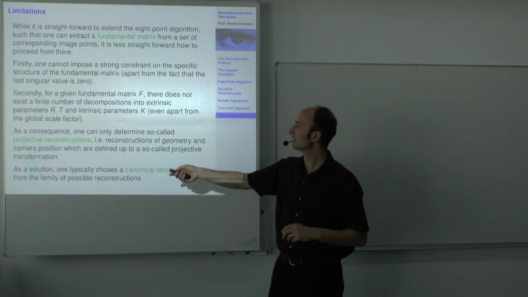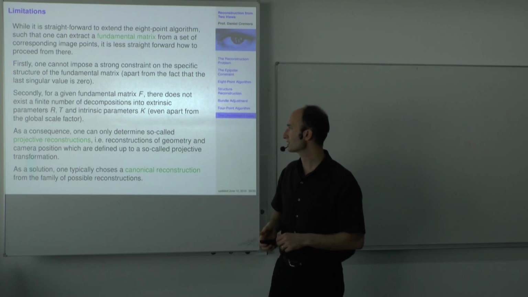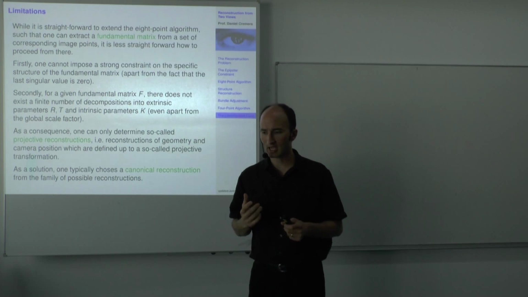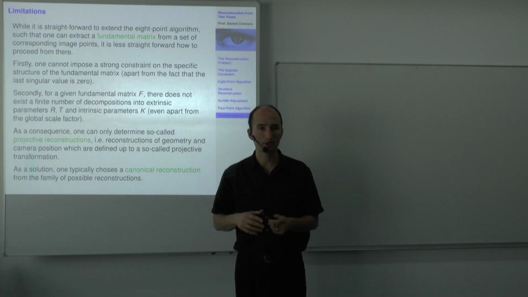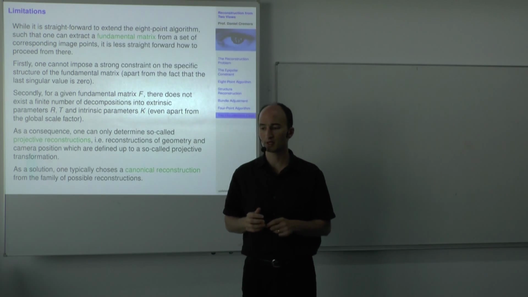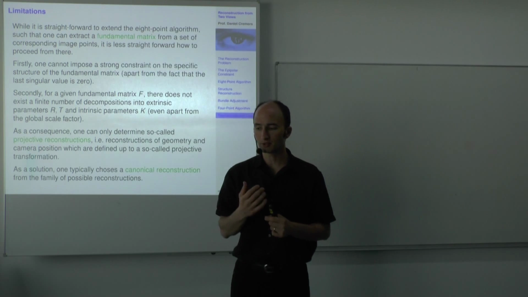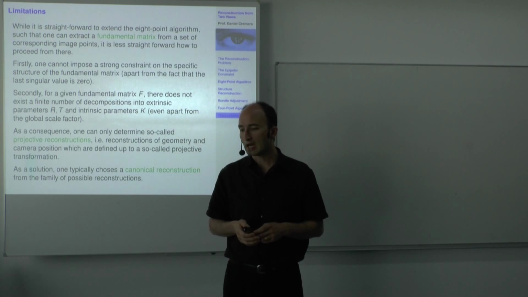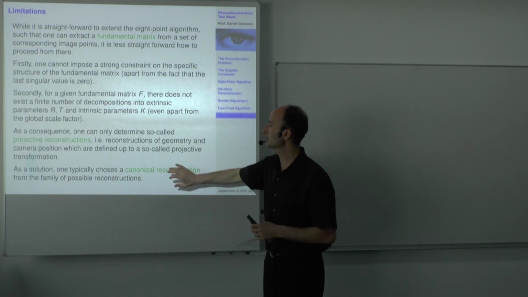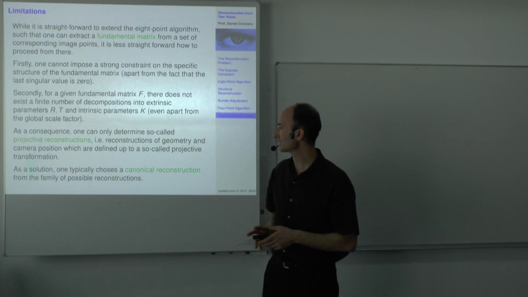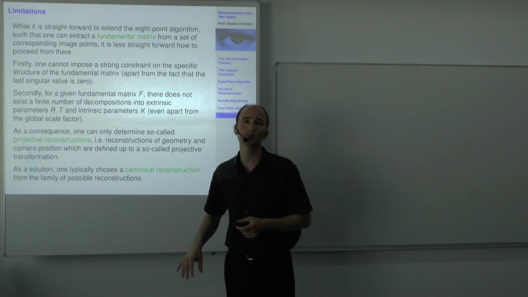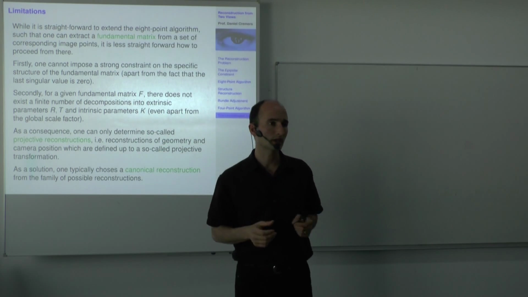And these are typically called projective reconstructions. These are reconstructions of the geometry and of the camera position, rotation and translation of the camera, which are defined only up to a so-called projective transformation. And among these, there is typically a way to choose what's called a canonical reconstruction. So from the whole family of possible reconstructions, you choose a canonical one.